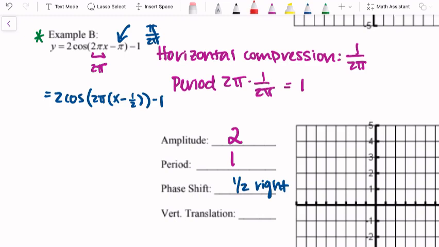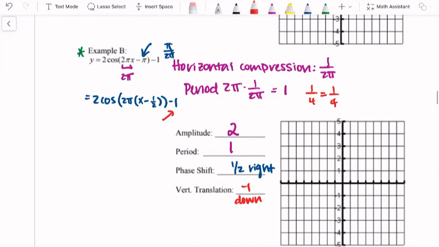Okay, and then our vertical translation just comes from that number at the end. We're going -1, so we're going down 1. All right. Okay, so we need to graph this. So we need to find our period divided by 4. So our period is 1. So 1 divided by 4 is 1/4. Okay. So that's what we're going to have here.